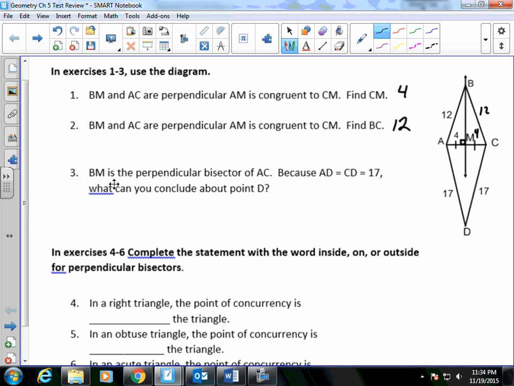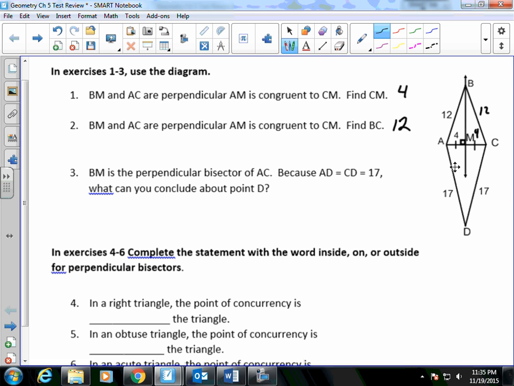And 3, BM is the perpendicular bisector of AC, because AD equals CD equals 17. So distance from A to D and C to D is both 17. And what can we conclude about point D? Well, since D happens to be equidistant from A and C, then what we know is that it has to be on the perpendicular bisector.